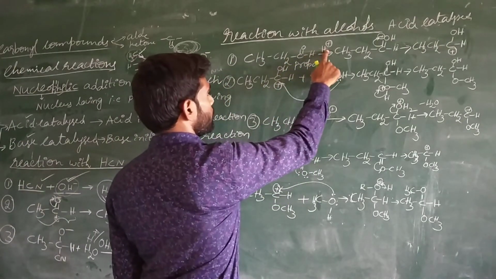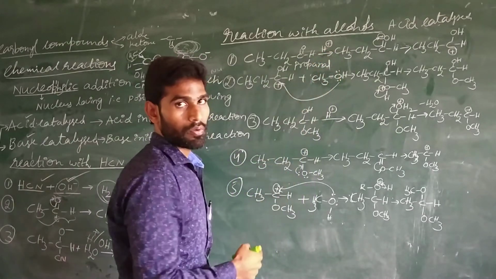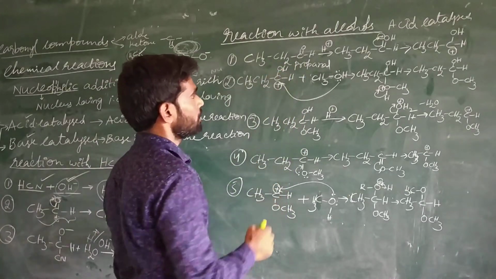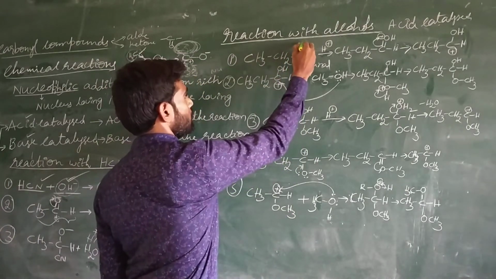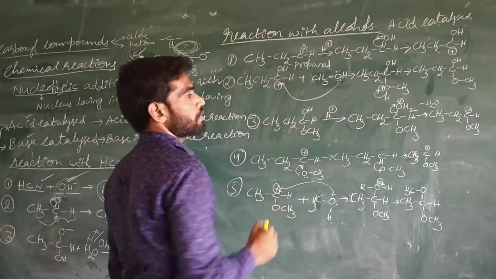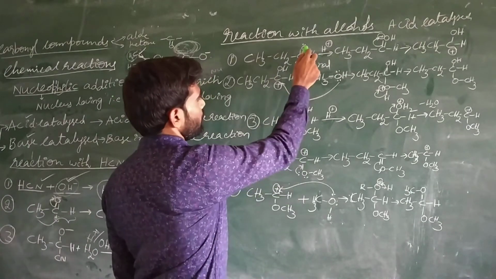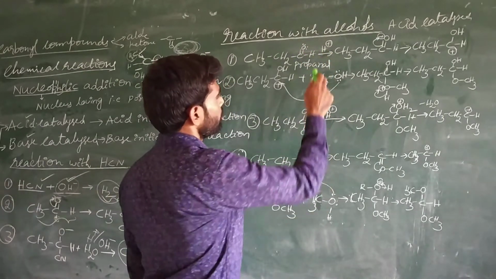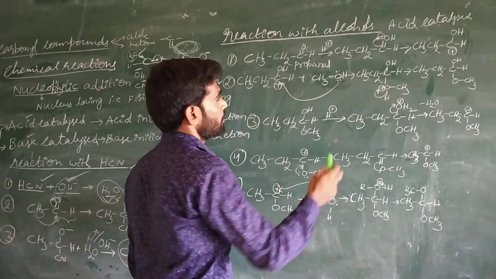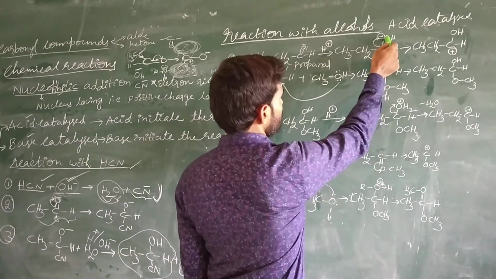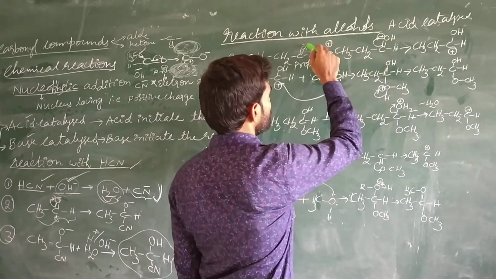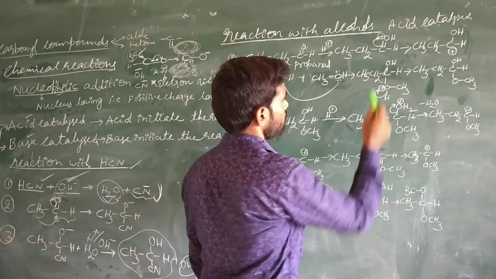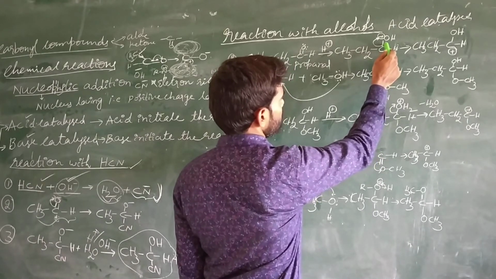Now this acid, if you are adding acid HCl or H2SO4, acid is producing H plus ion. That H plus ion now reacts with the oxygen atom because oxygen contains lone pair of electrons. With this lone pair of electrons, oxygen makes a bond with the hydrogen atom. As a result, oxygen utilizes this lone pair of electrons to react with the H plus ion, and oxygen is getting the positive charge.